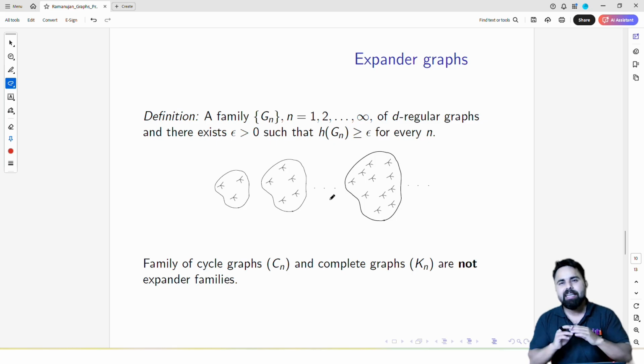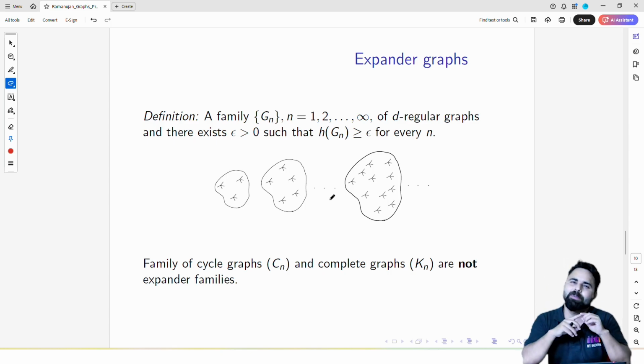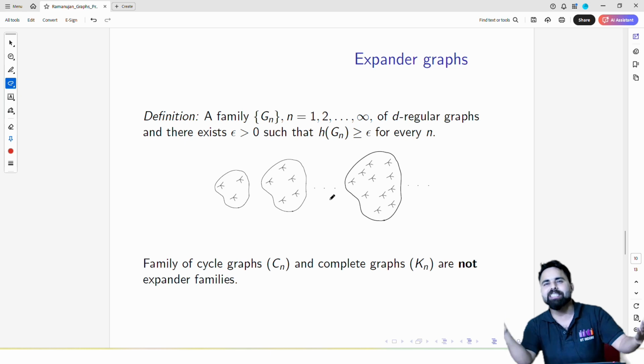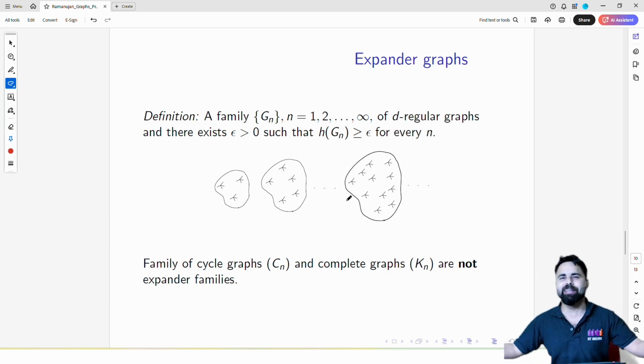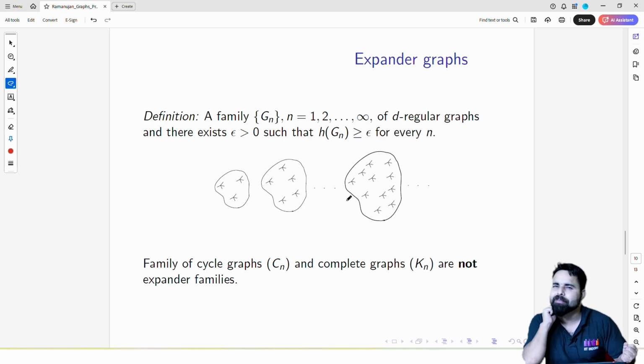By this definition, the immediate consequence is that the family of cyclic graphs is not an expander family. Why? Because as n is growing, the expansion ratio goes to 0, and when n is infinity, the expansion ratio is 0, right? And what about the complete graph? You may see that when n is tending to infinity, the expansion ratio is very high. It is also going to infinity, but still it is not a family of expanders.